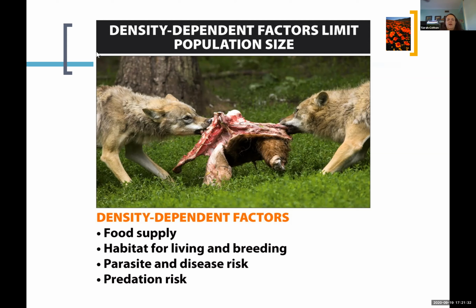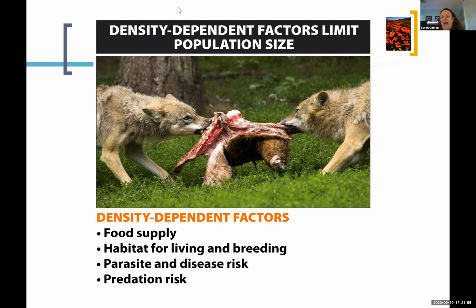All right, so the illustration that was chosen for this is a couple of wolves fighting over some dead critter. I don't know, buffalo, something. It looks awfully hairy. Anyway, whatever. Okay, so what are some examples of density dependent factors? So first of all, what does that mean?